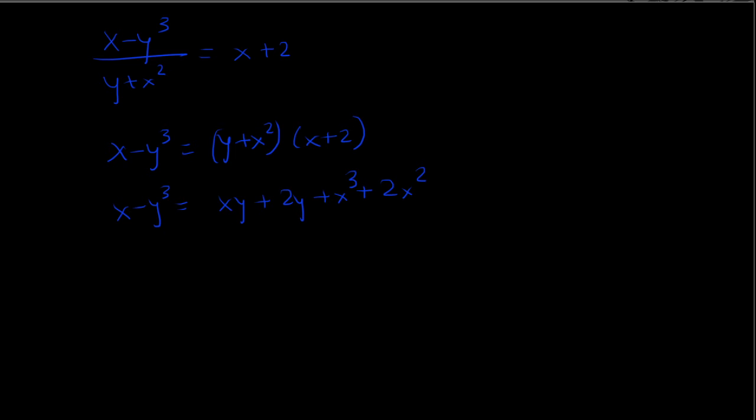So let's go step by step. The derivative of x is 1. The derivative of y³ is 3y² dy/dx. And the derivative of xy, I have to use the product rule. So I'm going to take the derivative of x times y plus the derivative of y times x. And then 2y would just be 2 dy/dx, plus 3x² plus 4x.